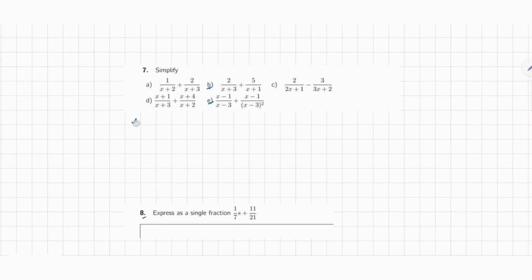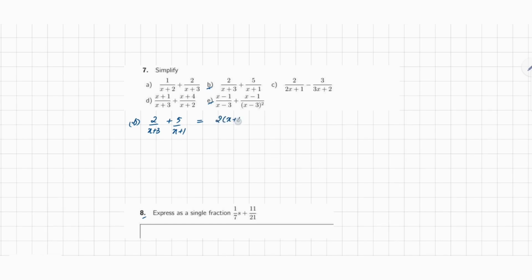Let's do question 7, B. 2 over x plus 3 plus 5 over x plus 1. We do the same thing as the previous questions. We have to find a common denominator. This is done by cross multiplication.